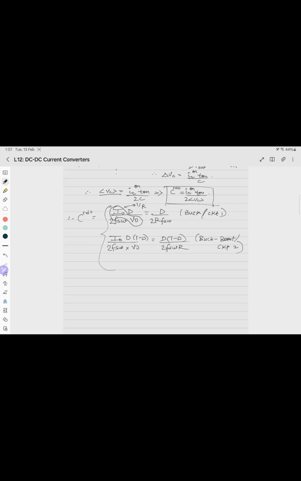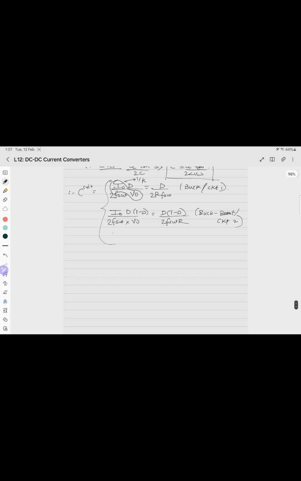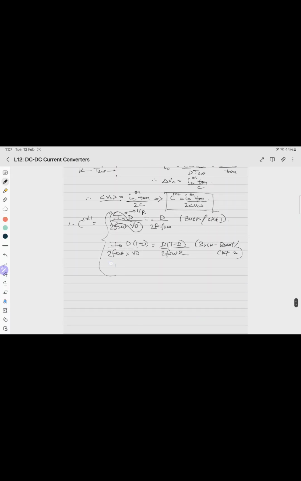And for boost, it is I0 minus In, or I can write in terms of T off. So that is In. So In into 1 minus D by 2 F switching into V0 by 1 minus D. So it is 1 minus D whole square by 2 F switching R. This is for boost, or circuit number 3.